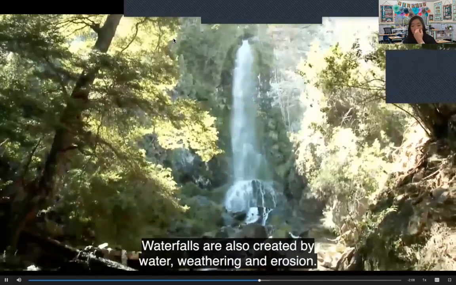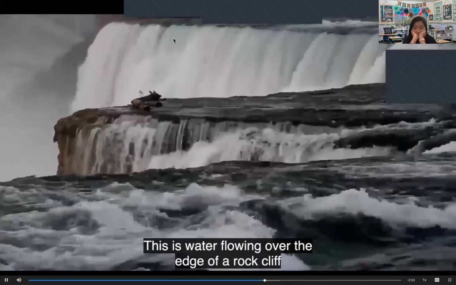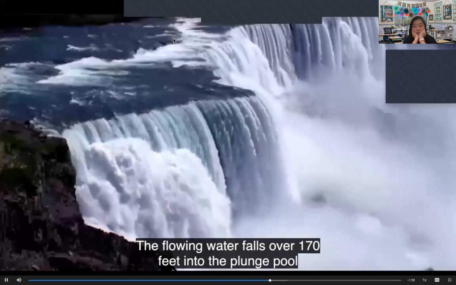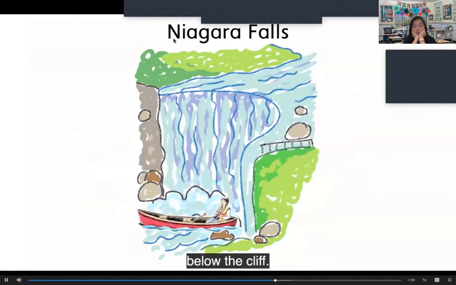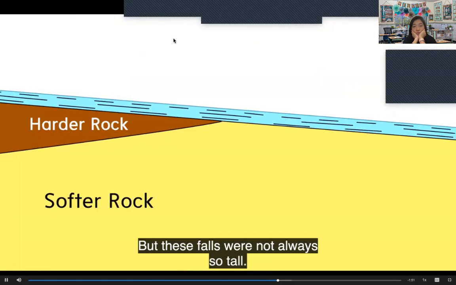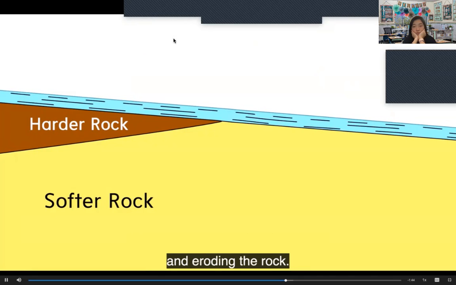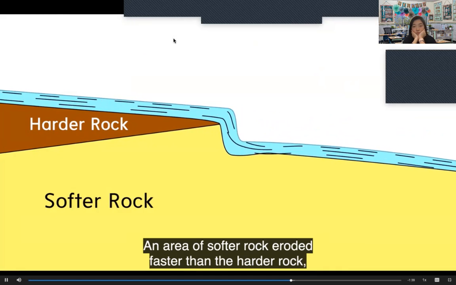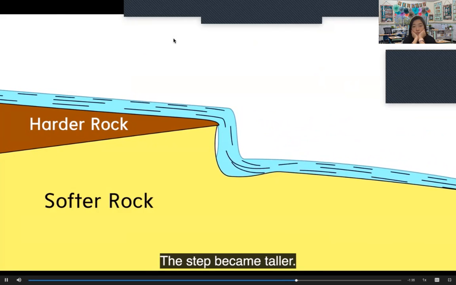Waterfalls are also created by water, weathering, and erosion. This is water flowing over the edge of a rock cliff at Niagara Falls. The flowing water falls over 170 feet into the plunge pool below the cliff. But these falls were not always so tall. Over 12,000 years ago, the river began weathering and eroding the rock. An area of softer rock eroded faster than the harder rock, creating a step. The step became taller.